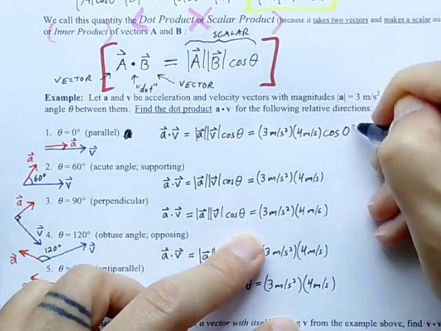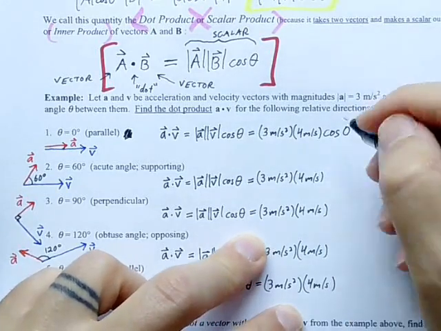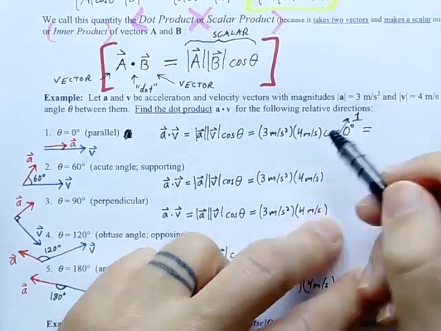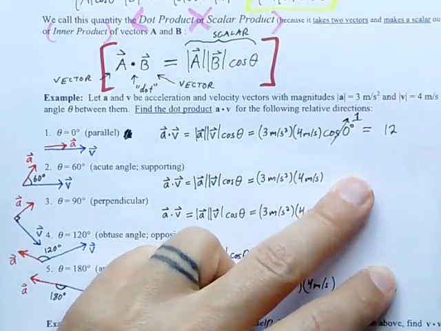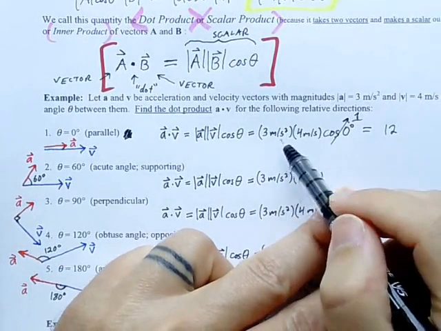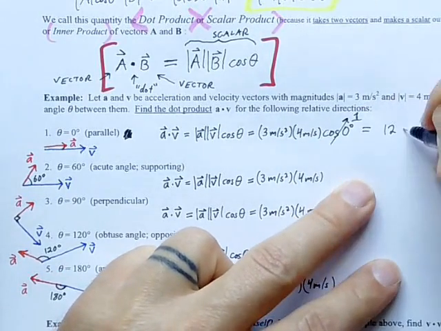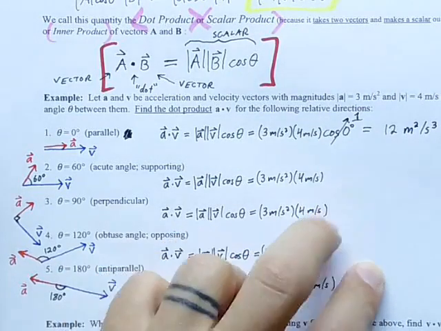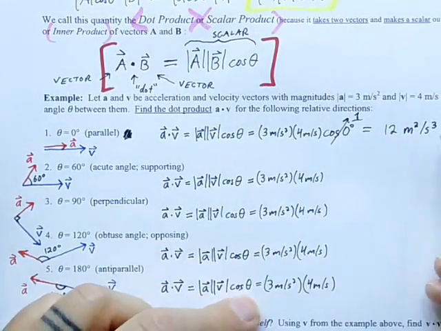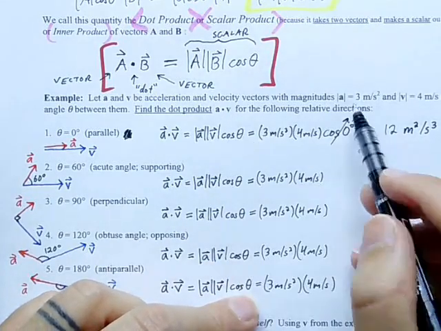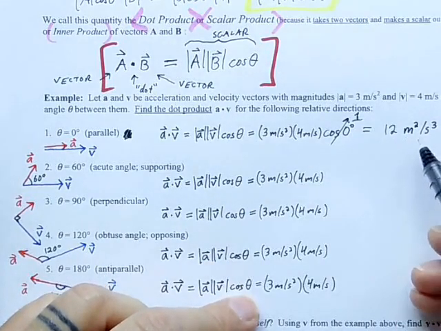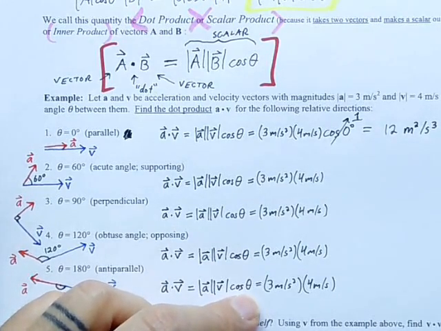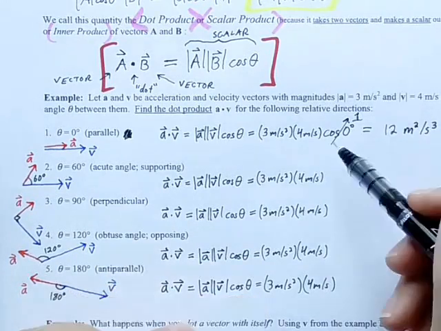The angle between them is 0 degrees. Cosine of 0 is just 1. So the dot product is 3 times 4, 12. And we take the units and multiply them together. So meters per second squared times meters per second would be meters squared per seconds cubed. And this number would be the dot product of those two vectors, 12 meters squared per seconds cubed. This characterizes how strongly those two vectors are reinforcing or supporting each other. Let's compare that result to some others.